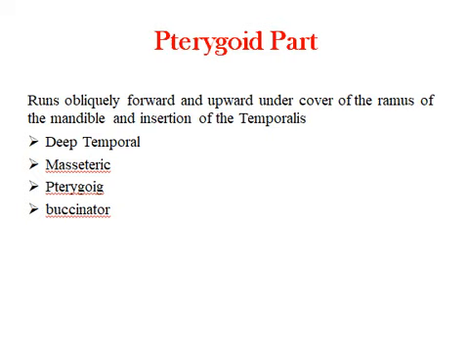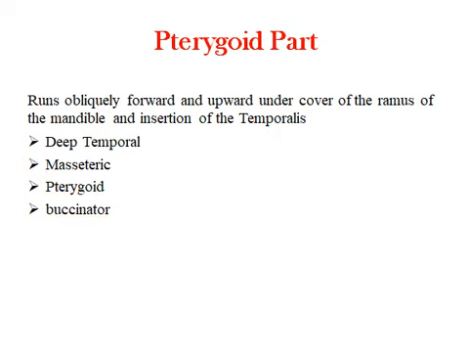Pterygoid part runs obliquely forward and upward under the cover of the ramus of the mandible and insertion of the temporalis muscle. It gives four branches: deep temporal, masseteric, pterygoid, and buccinator. These branches supply the corresponding muscles.